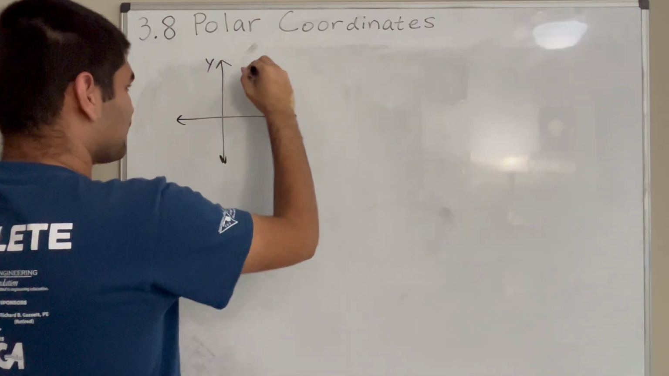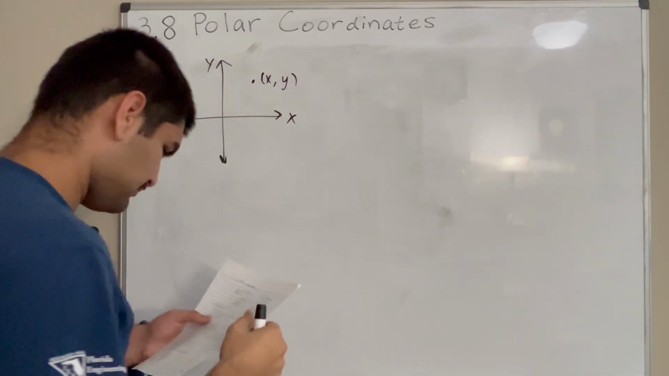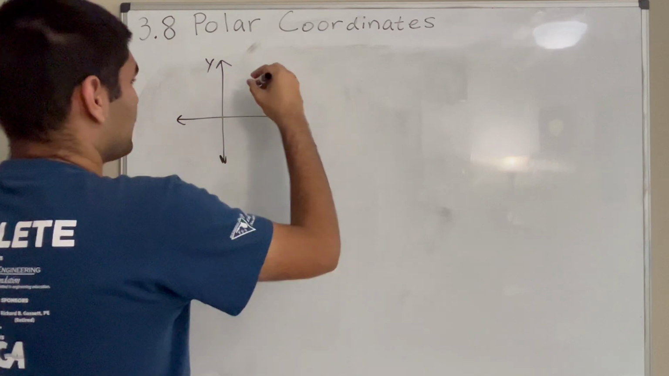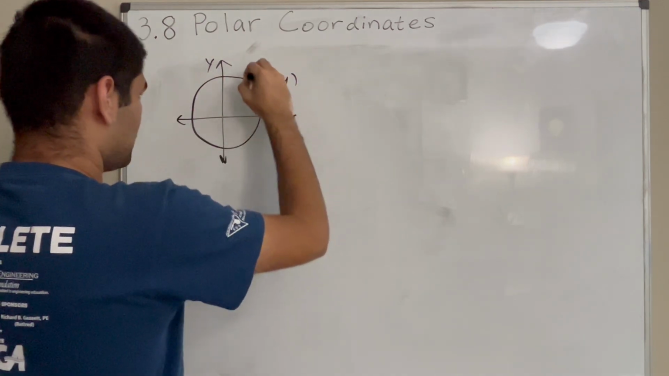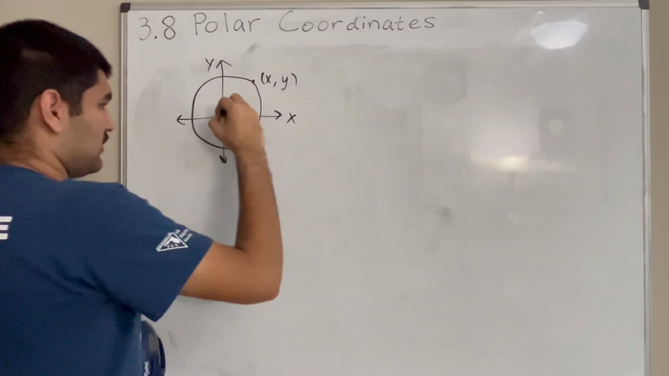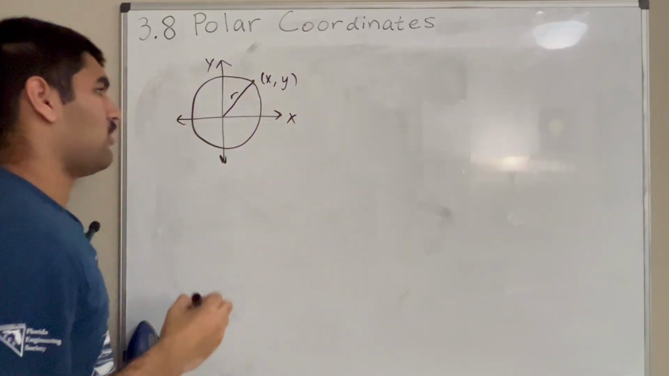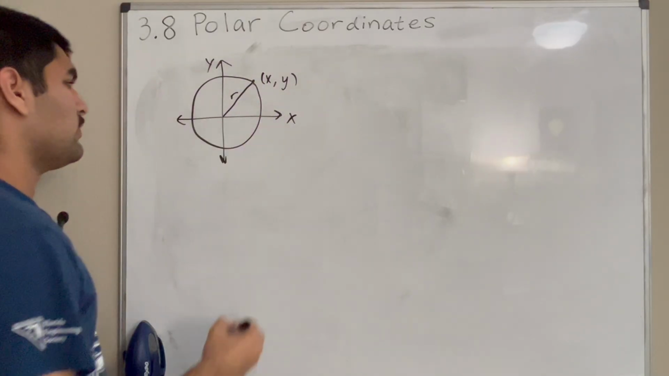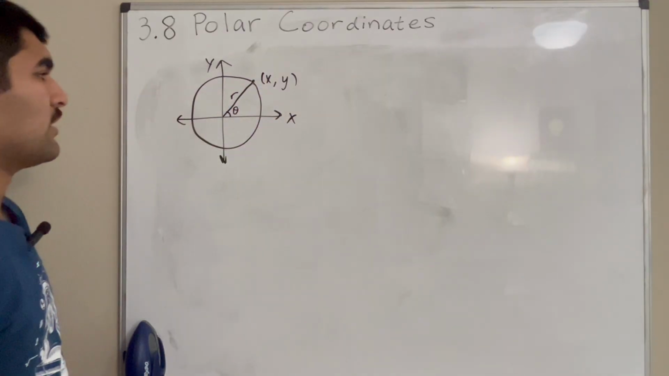Alright, so suppose I have some point in the coordinate plane and I'll call it (x, y). So we can also graph the circle that intersects this point and goes to the origin. And so then this length right here is the radius of the circle, so we'll call that r. And then we can also consider this angle right here, which we'll call theta.